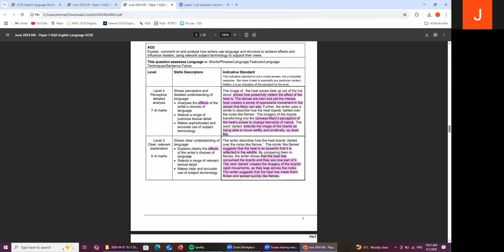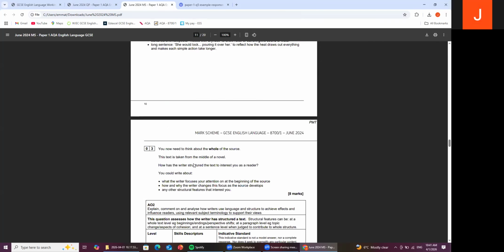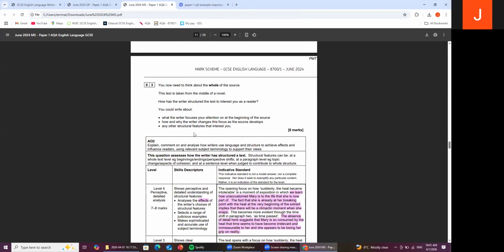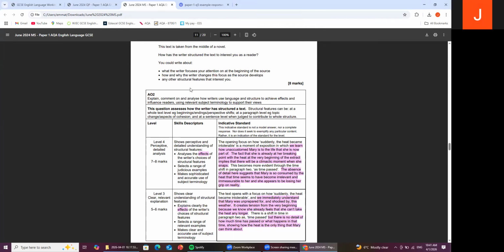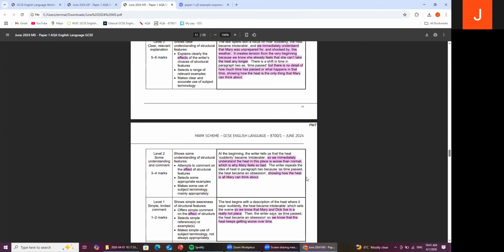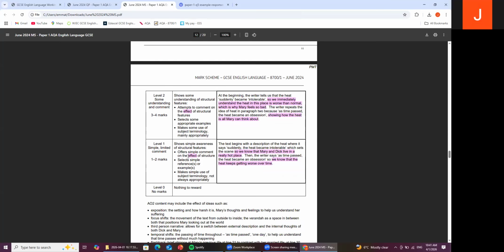So if we have a look at question 3 here on the mark scheme, it's AO2. Explain, comment, and analyze how writers use language and structure. Structure being the operative part of assessment objective 2A. So that's what we're focusing on. So I'll just show you level 1. So simple and limited comment, 1 to 2 marks. Shows a simple awareness of structural features, offers simple comments on the effect of structure, selects simple references or examples.